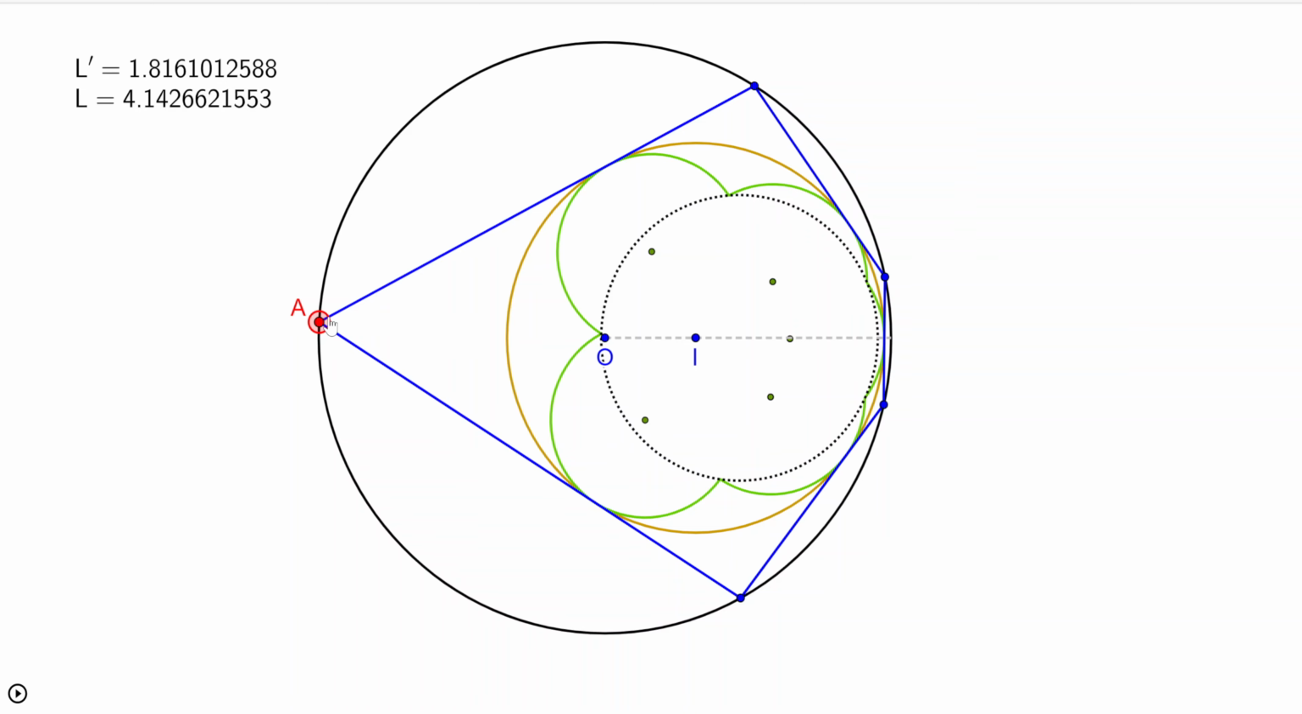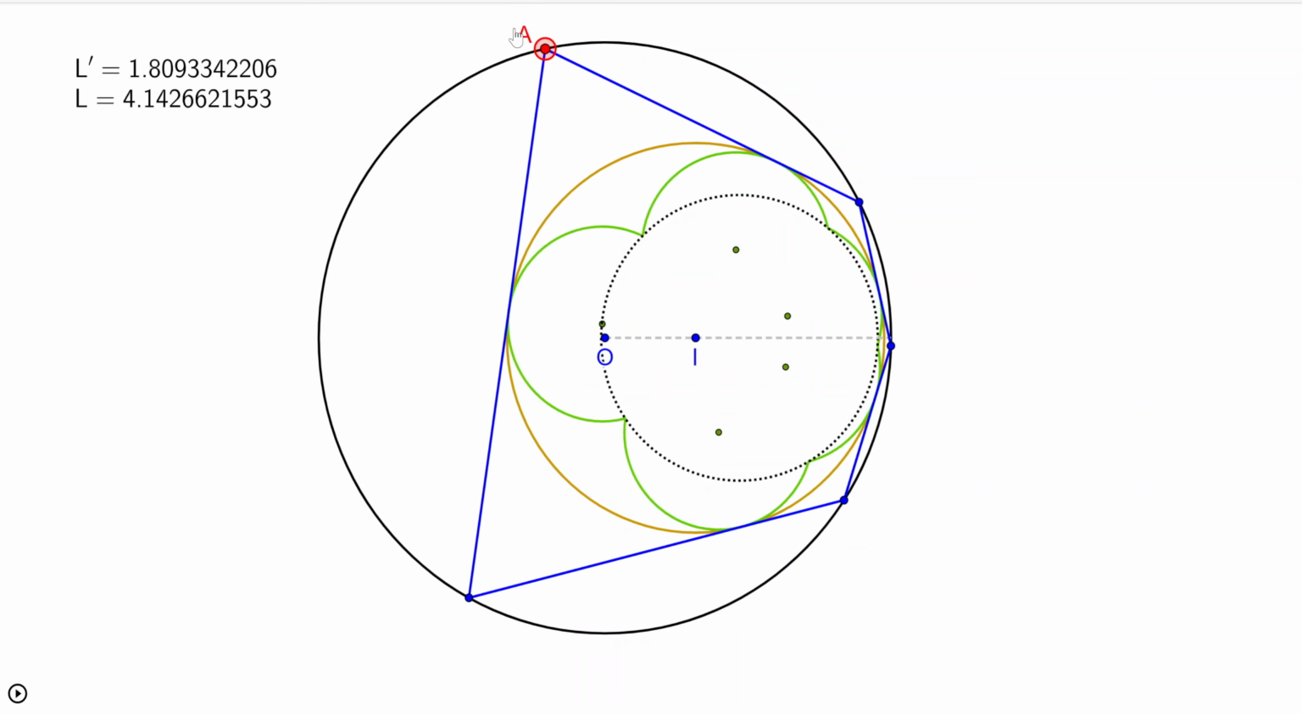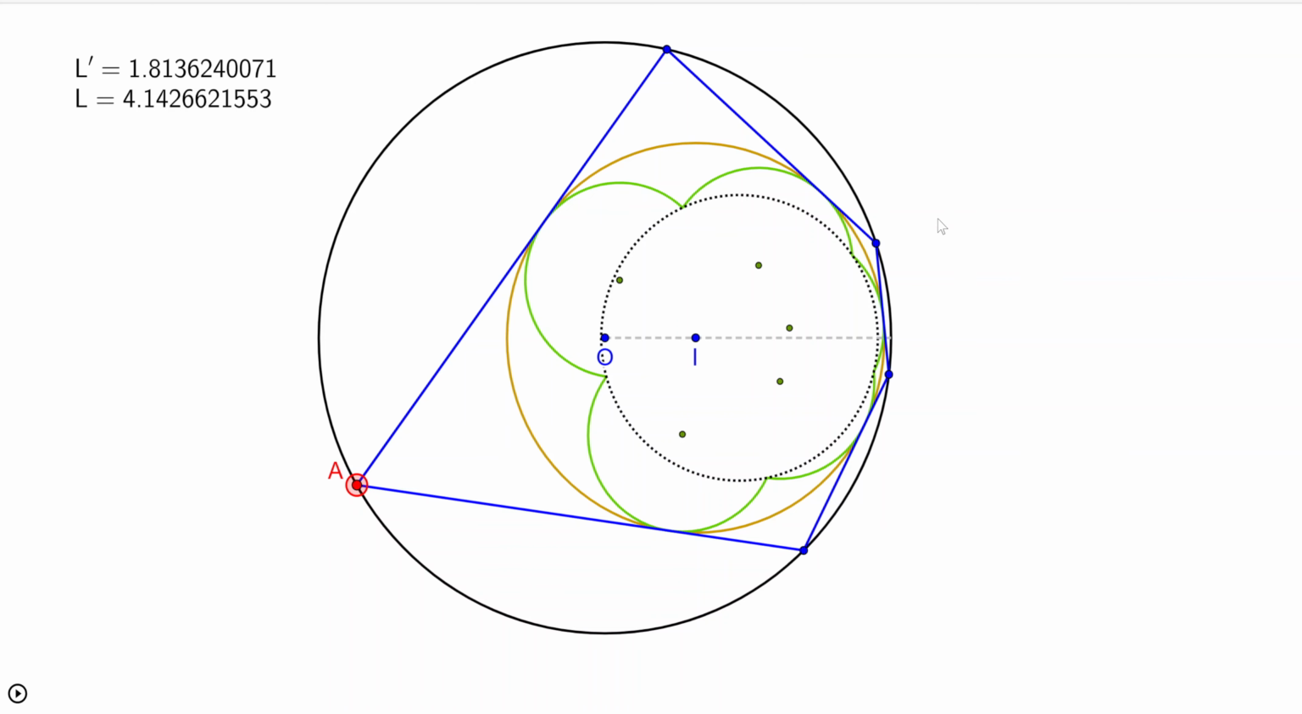So I'm showing here the n equals 5 bicentric Poncelet family, a family of these blue pentagons inscribed between an outer black circle and an inner brown caustic.